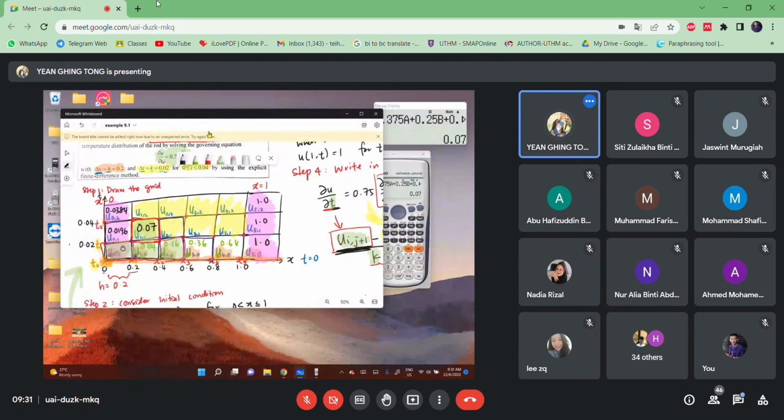That means, ke mana saya lukis. This one is Uij plus 1. And this is my Uij. And this is Ui plus 1j. And this is Ui minus 1j. So, ni. Jadi macam ni.